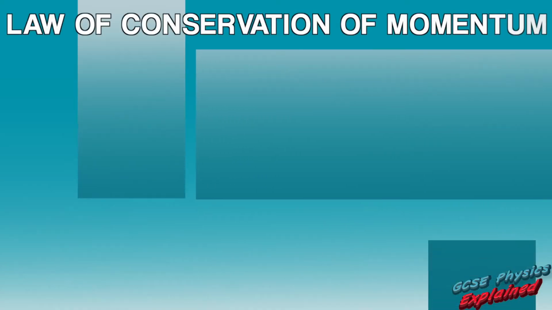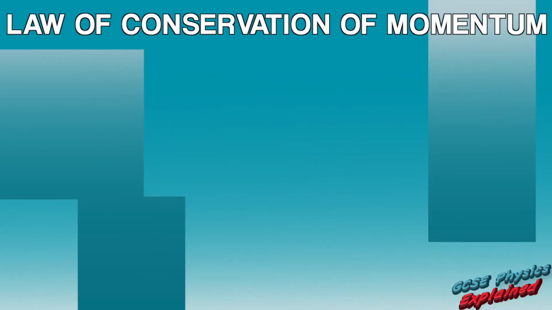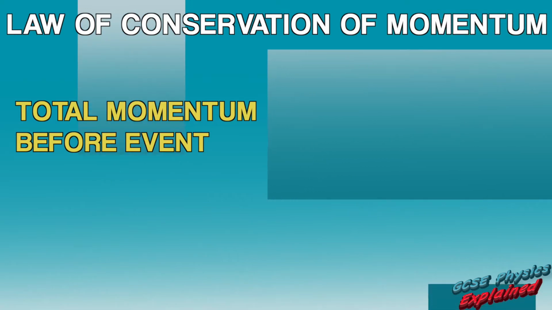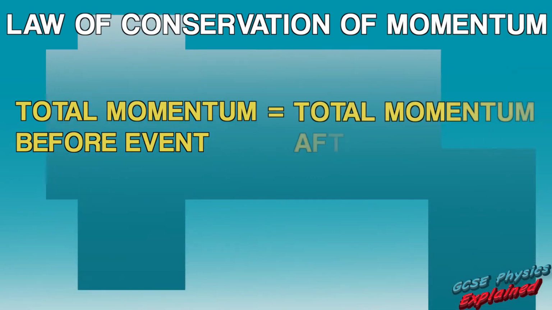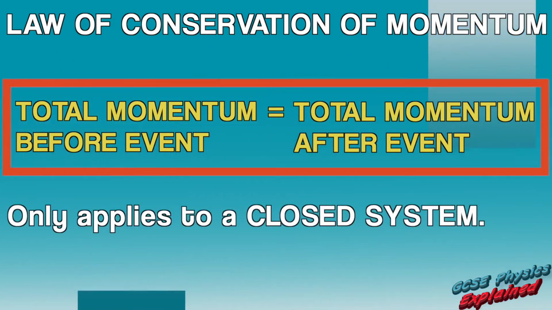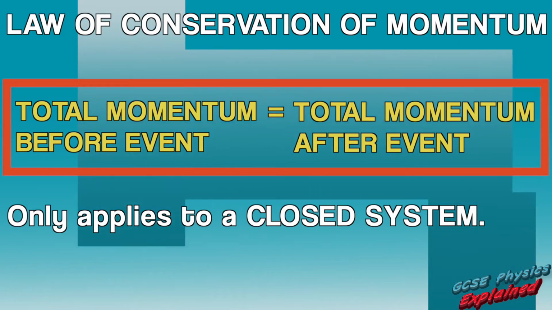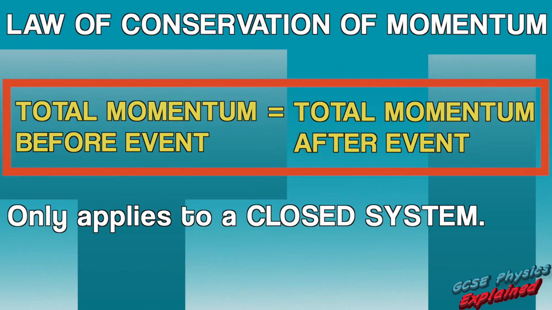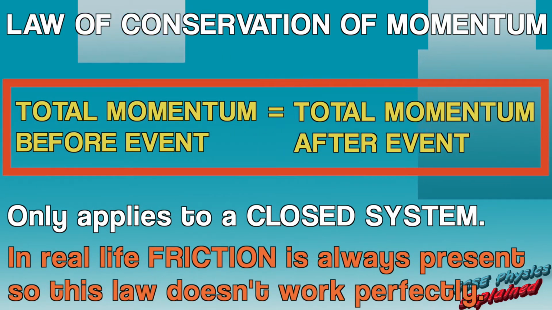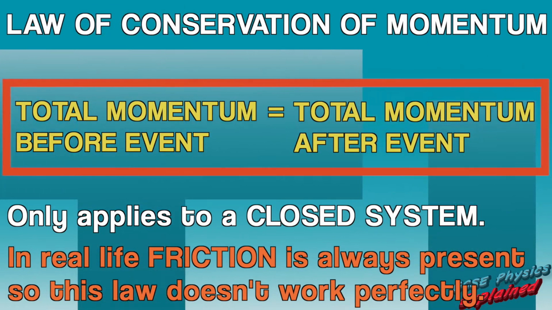The law of conservation of momentum. The law of conservation of momentum states that the total momentum before an event, such as a collision or explosion, equals the total momentum after the event. Note, this only applies to a closed system where no energy can be lost or gained and is not affected by external forces. But also please note, in real life there's always external forces, mainly friction, but this law does allow us to calculate roughly what's happening.